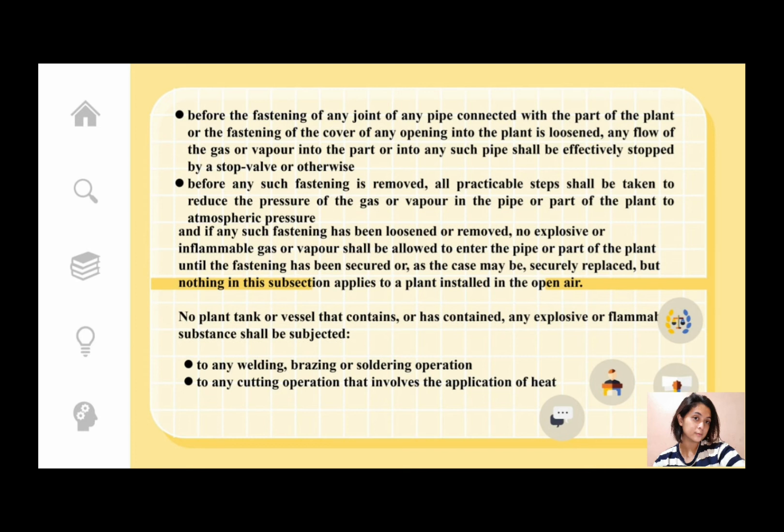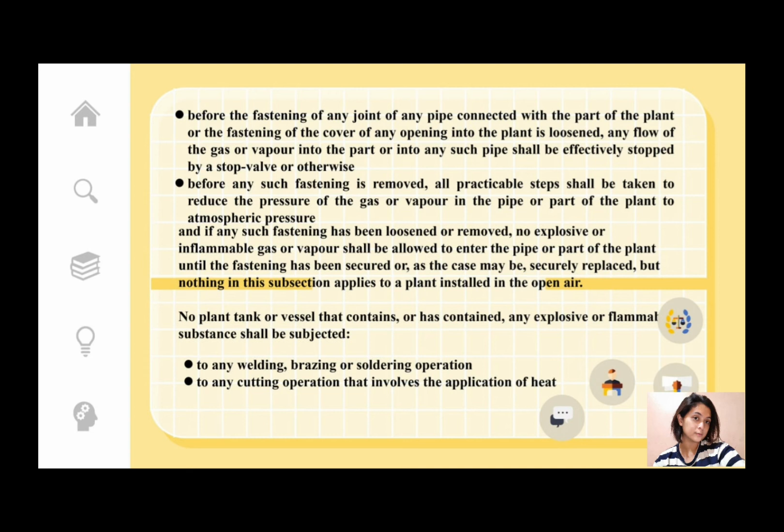Before any such fastening is removed, all applicable steps shall be taken to reduce the pressure of the gas or vapor in the pipe or part of the plant to atmospheric pressure. And if any such fastening has been loosened or removed, no explosive or inflammable gas or vapor shall be allowed to enter the pipe or part of the plant until the fastening has been secured, or as the case may be, securely replaced, but nothing in this subsection applies to a plant installed in the open air.